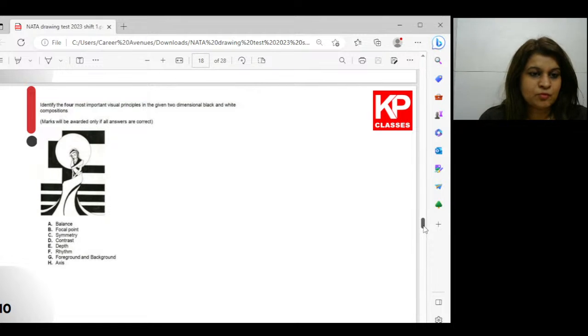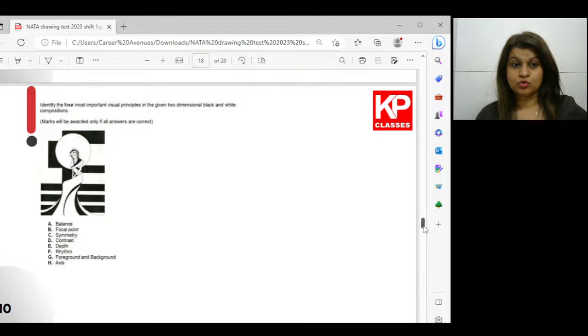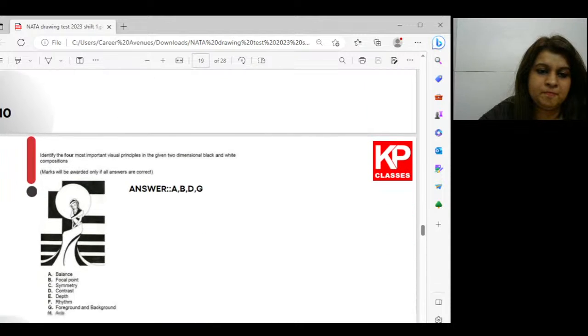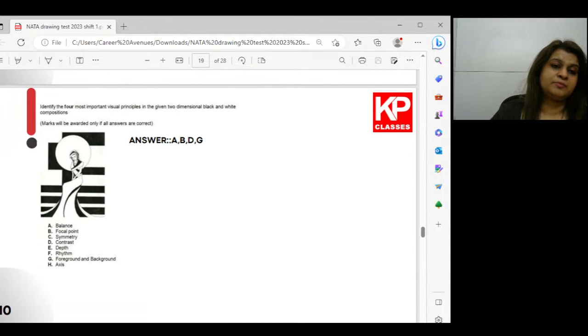Okay, so moving ahead, the next image that we are seeing on our screen: identify the four most important visual principles in the given two-dimensional black and white composition. So again, we see a composition which is 2D. This is not really a 3D image. This is more 2D. Why? Because we see that shapes are very predominant over here, right? So this composition is definitely a 2D composition. And let's see what are the four important visual principles that define this particular image.